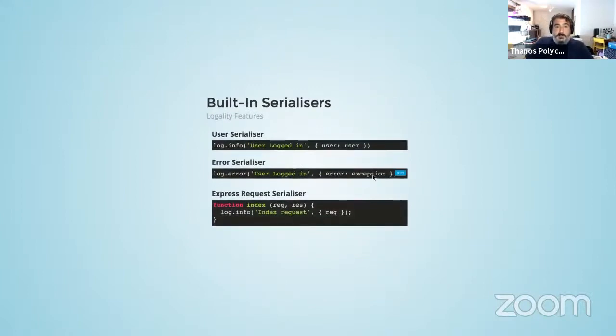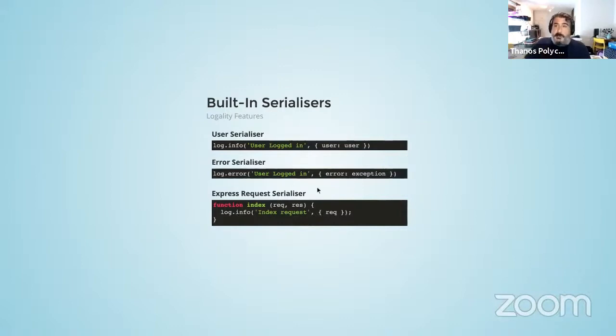So for instance, we have the user serializer, that is a built-in serializer, and you will enter your user data object, and Logality will automatically fetch an ID and email for that user. We have the built-in error serializer that is going to serialize the error message appropriately so that it logs nicely on your log message. So it will have the error, it will have the stack trace in a proper way. And this is very helpful as well.